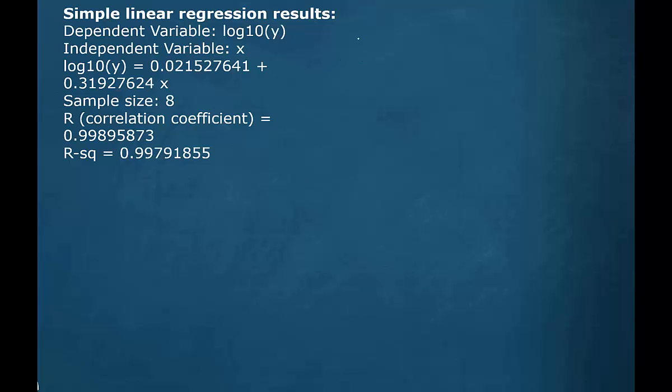In a previous video, we found the expression log base 10 of y hat, which of course means the predicted values for the log of y can be found by this expression: 0.0215 plus 0.3193x. Now the problem with this would be that when we plug in values for x to make a prediction, what we would get back would be the log value of y.